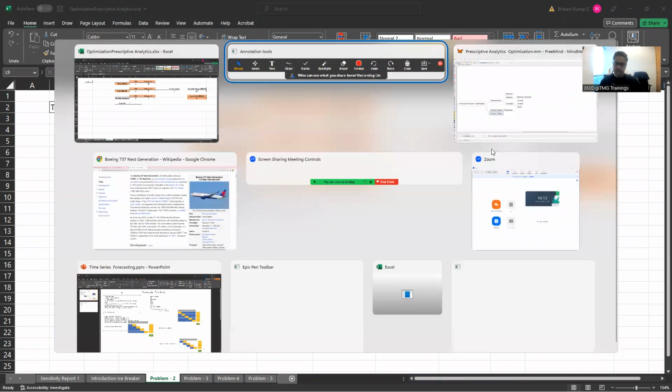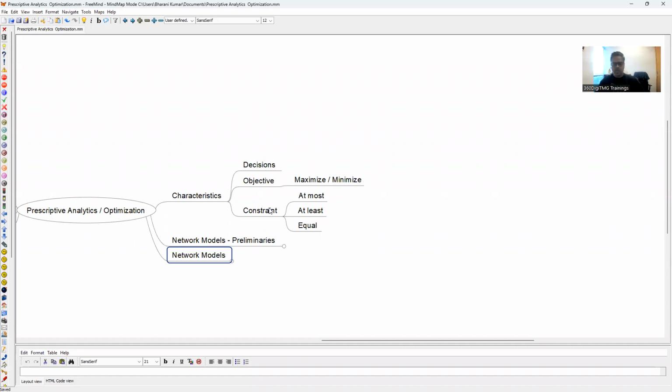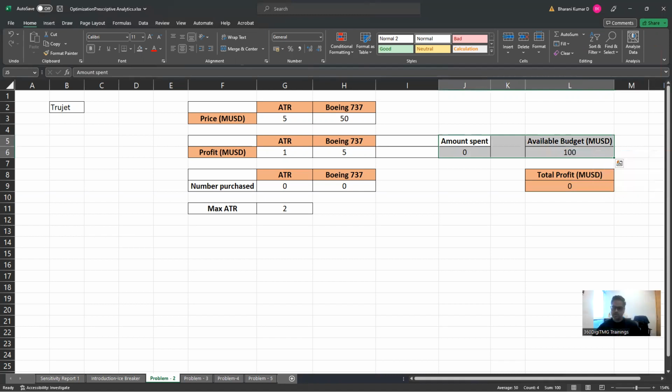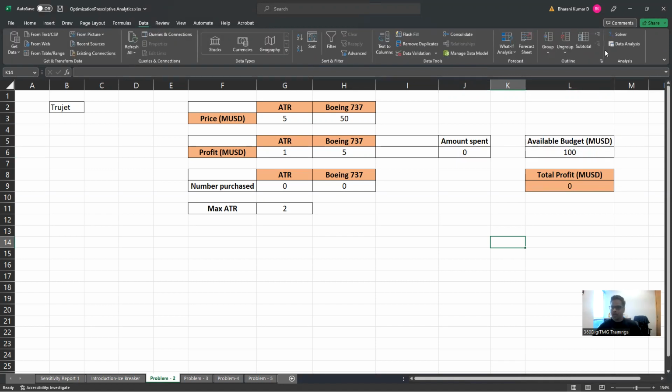And constraints, obviously, any problem that you solve would have constraints. Constraints can be at most, at least, or equal to. And here, the amount that you can spend cannot exceed the available budget. It cannot exceed the budget that is available. So this is one constraint, a less than or equal to constraint. And the maximum number of ATRs that you can have should be at most 2. So this is another constraint. This is a business-driven constraint. This is obviously your management constraint, basically.